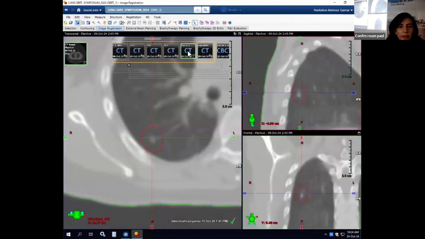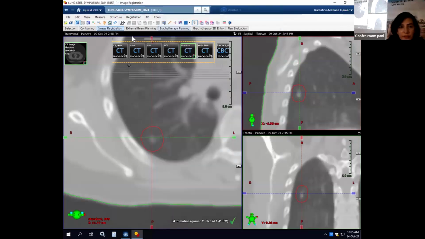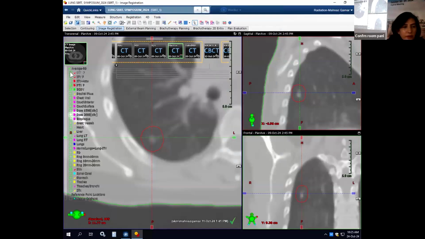So then we made a plan average. Based on the motion of the tumor, the phases that we chose to treat this patient in were 0, 10, 20, 70, 80, 90. So we basically gated out the 30, 40, 50, and 60% phases. And then we came up with this average.